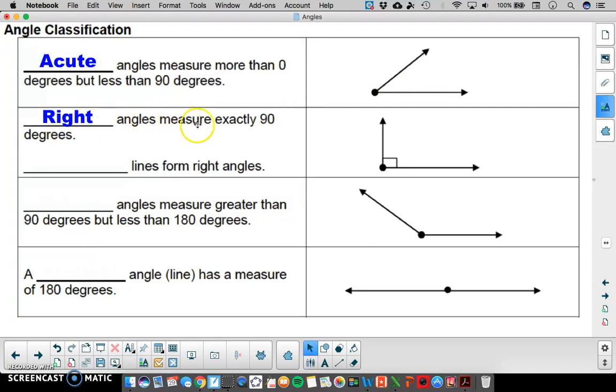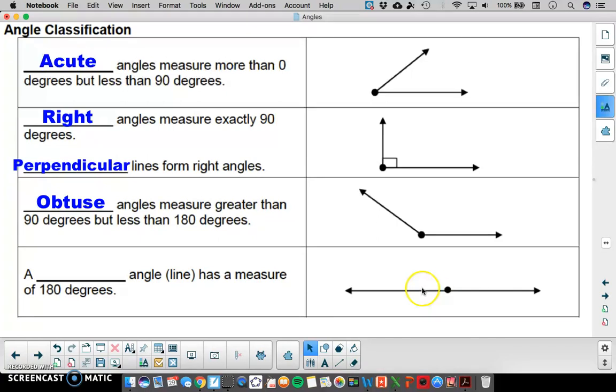Right angles measure exactly 90 degrees, no more, no less. We indicate a right angle on the picture by this little box. If you don't see that box, you cannot assume that a right angle is present. Perpendicular lines form right angles. So we could say that these rays are perpendicular. This angle here is obtuse because it would measure greater than 90 degrees but less than 180.